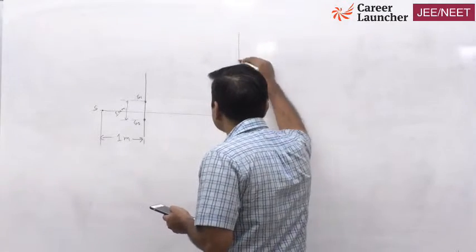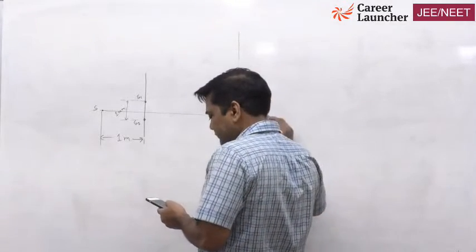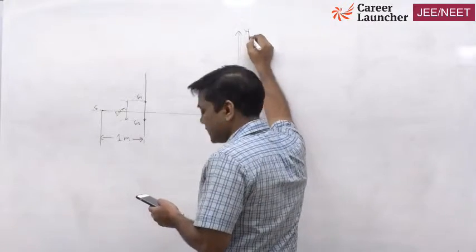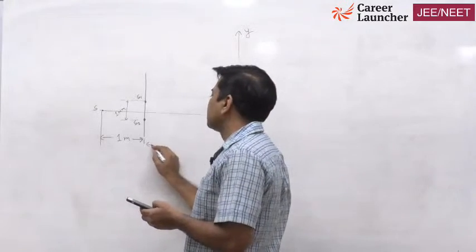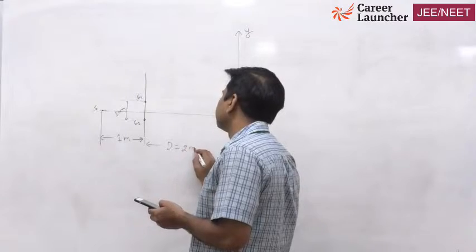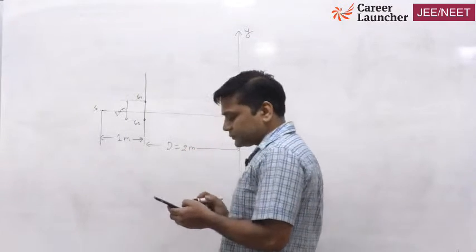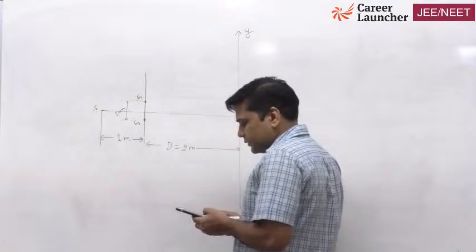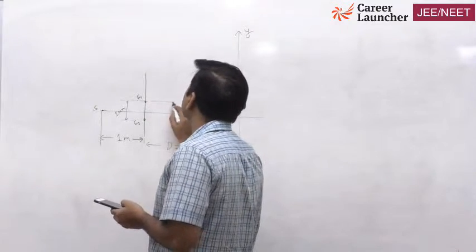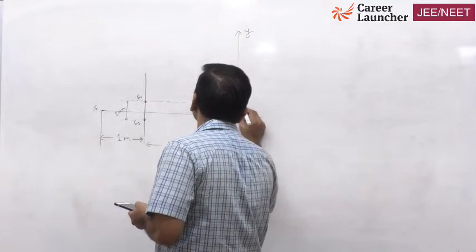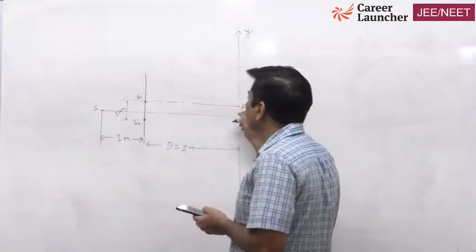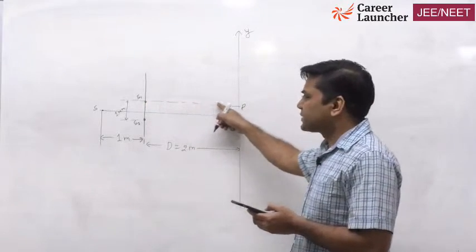This is the screen that has been placed, and they have written here the y-axis. This D is 2 meter. Now they have mentioned also a point P over here. P is a point just in front of the slit S1.